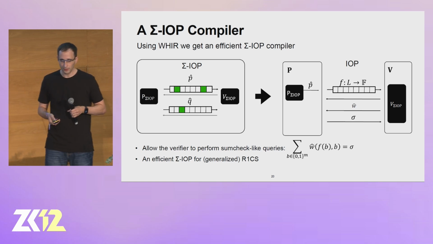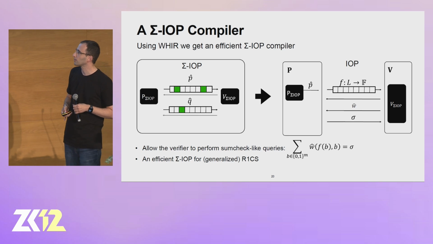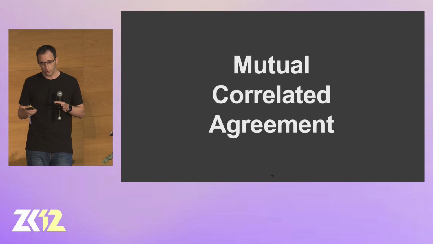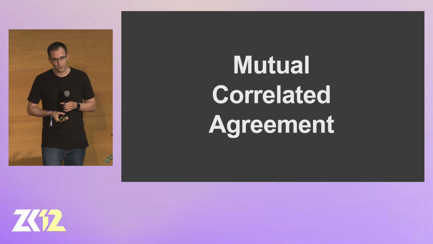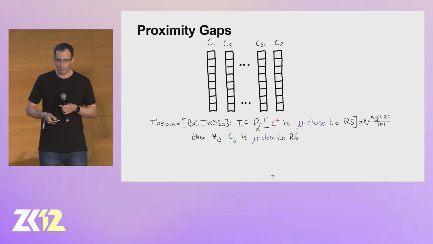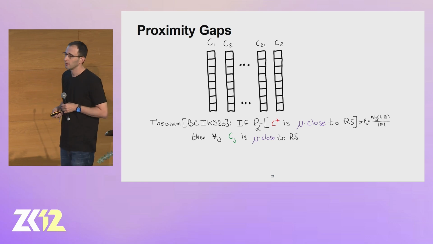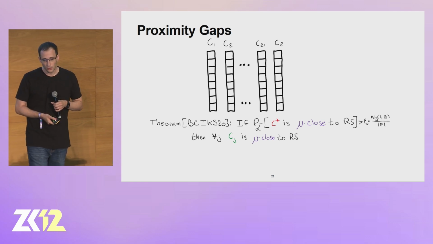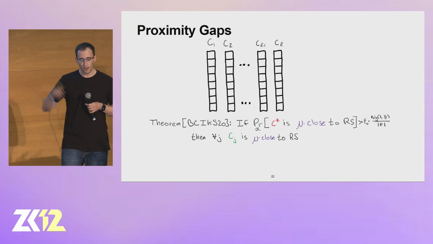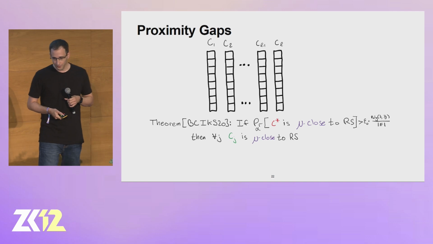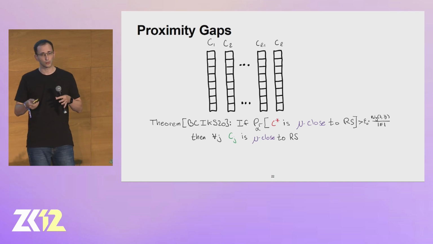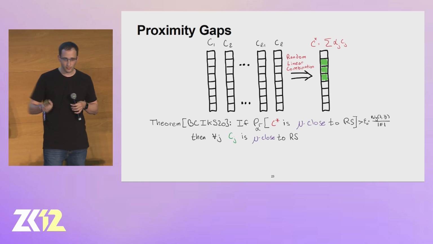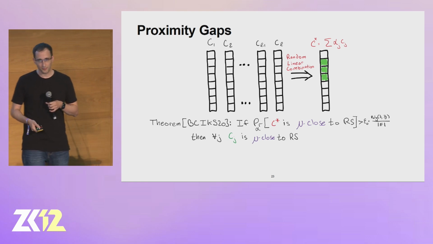Okay, so I think I have just one more minute. We have something new called mutually correlated agreement. The main technical tool that we use is proximity gaps, which roughly says the following. I have many evaluations of functions, and I don't want to test each one individually, so I'm going to take a random linear combination of them. So I have C1 up to CL, and I have the C star.